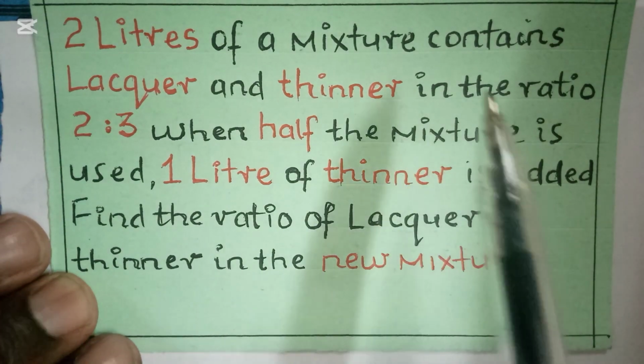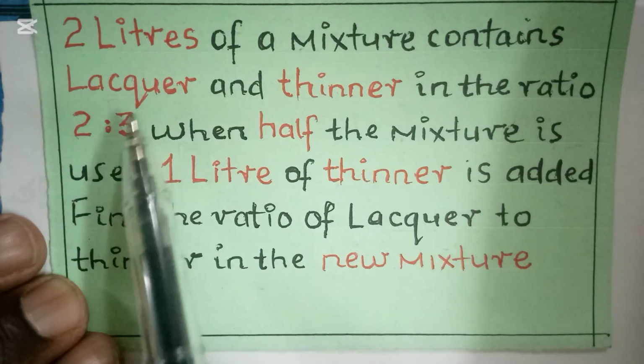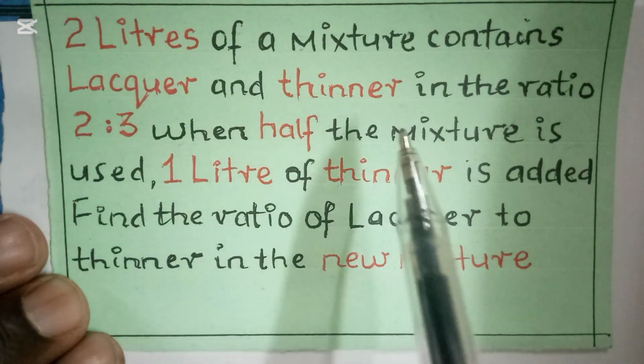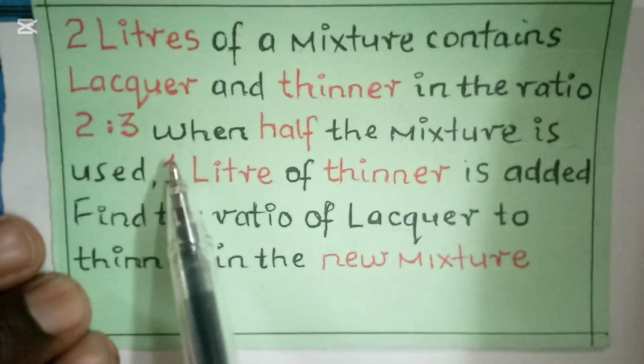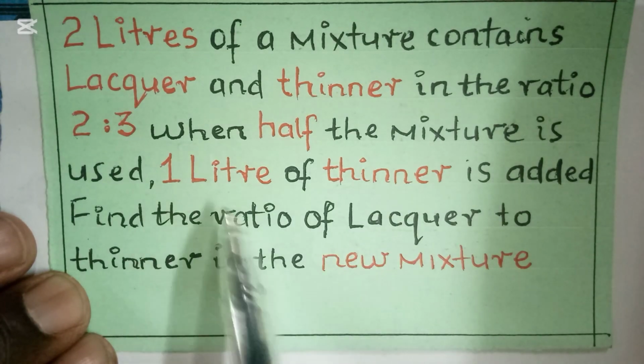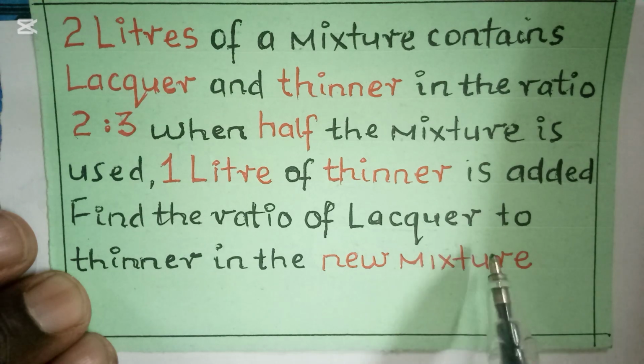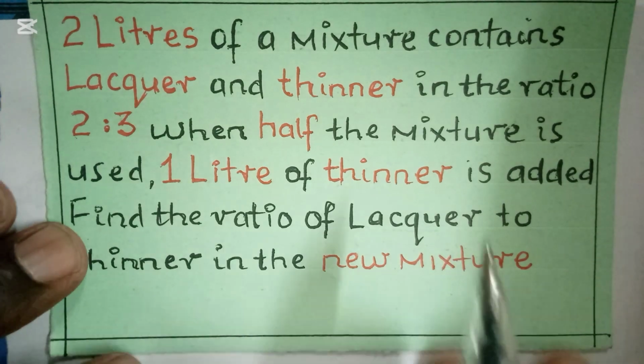Guys, I can read the question first. 2 liters of a mixture contains liquor and thinner in the ratio 2:3. When half the mixture is used, 1 liter of thinner is added. Find the ratio of liquor to thinner in the new mixture.